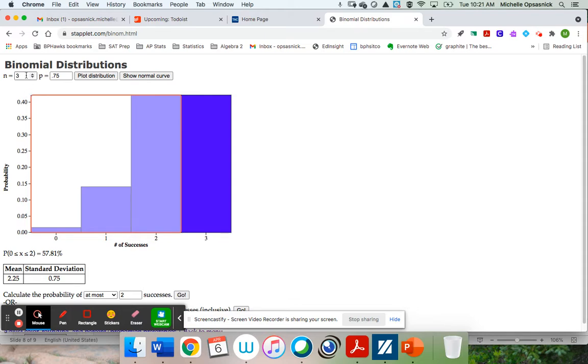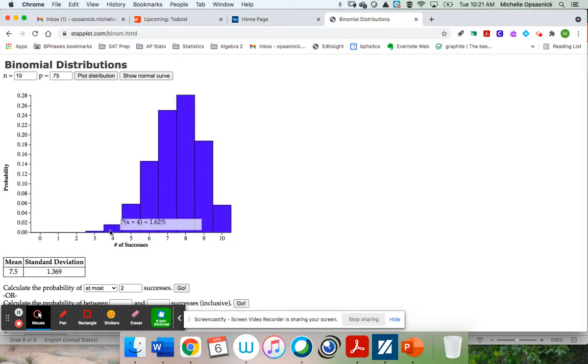You can always manipulate your values. So say you had, instead of 3 patients, say we had 10 patients, still a 75% success rate. If I click plot distribution, you can see that that changes things here quite a bit. So I would basically have almost no chance out of 10 patients of seeing 2 or fewer successful surgeries. Then up here at 3, I still have a very small chance, but it looks like typically I'm going to have about 7 or 8 successful surgeries if I have 10 patients. And I can see that with my mean here of 7.5 as well.